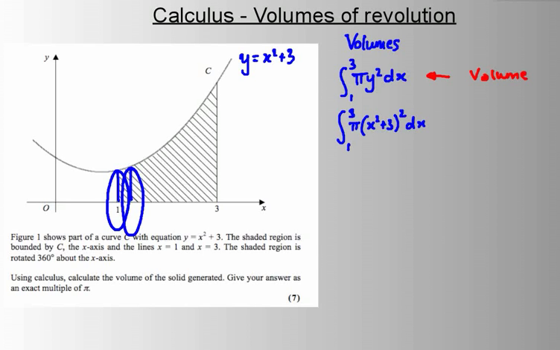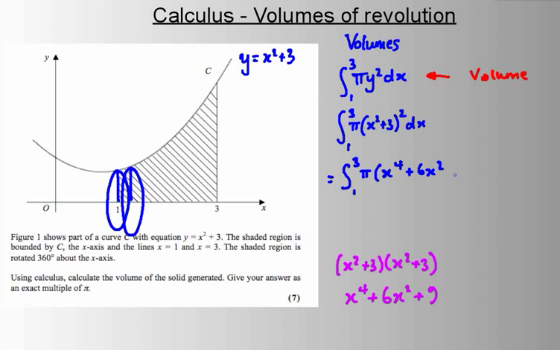Let's go ahead and do this. We have a bit of a problem with the squared. We don't want to deal with this bracket as it is, so we will remember to get rid of this bracket before we integrate and multiply this out. X to the power 4, plus 6x squared, plus 9. That's what we want to integrate. Let's go back here. So pi, and that's what we're integrating.